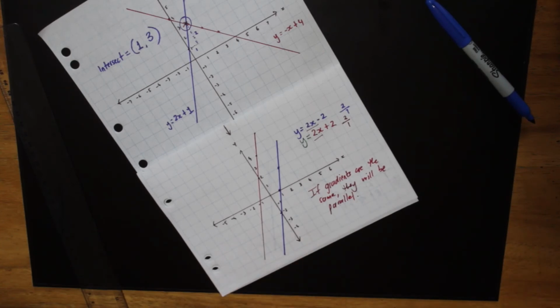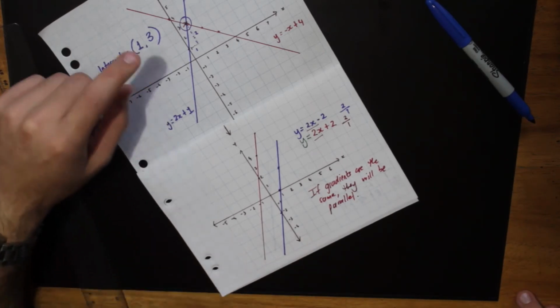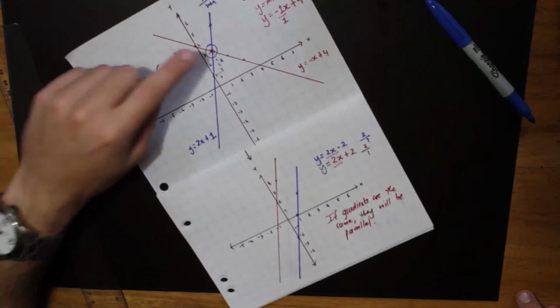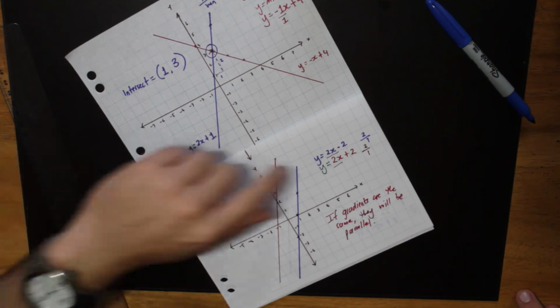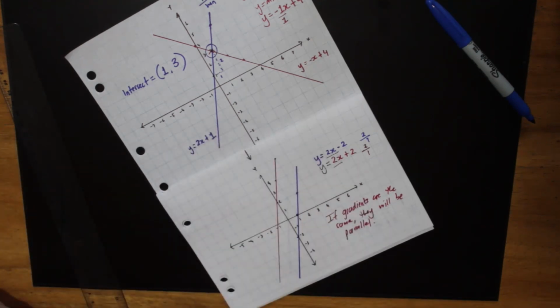So, for lines to be intersecting, they must have different gradients. To have an intersect of two equations, the gradients must be different. If it's the same, your lines are going to be parallel and they're never going to meet.